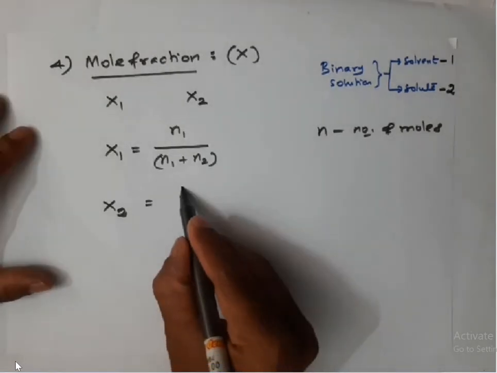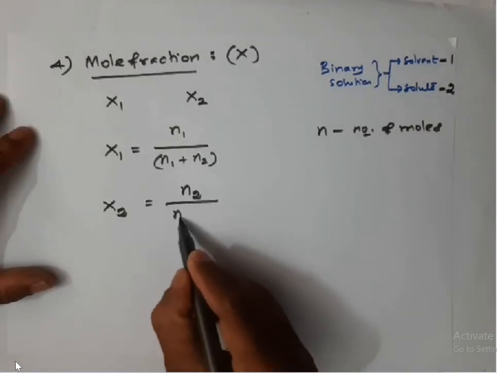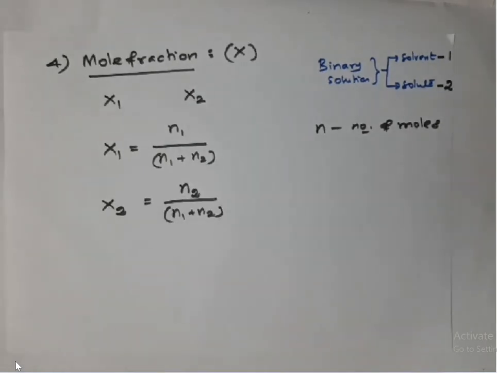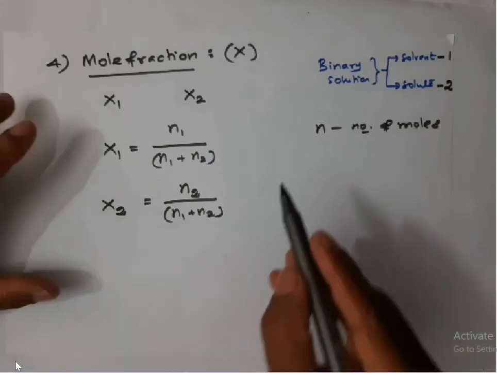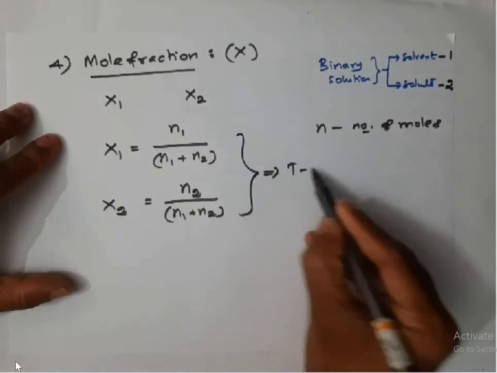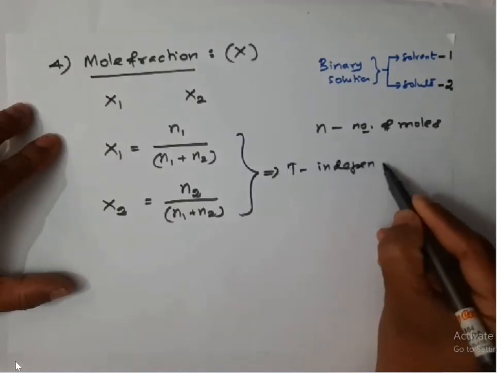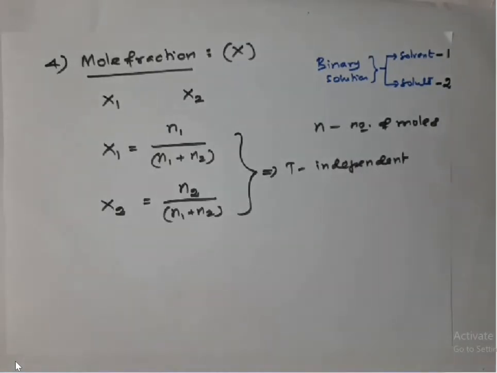Mole fraction of solute is nothing but number of moles of solute divided by total number of moles. This will give you the mole fraction of solute. Listen, you should express mole fraction for solvent separately and for solute separately. You cannot express mole fraction for a whole solution. And remember, mole fractions are temperature independent quantities.